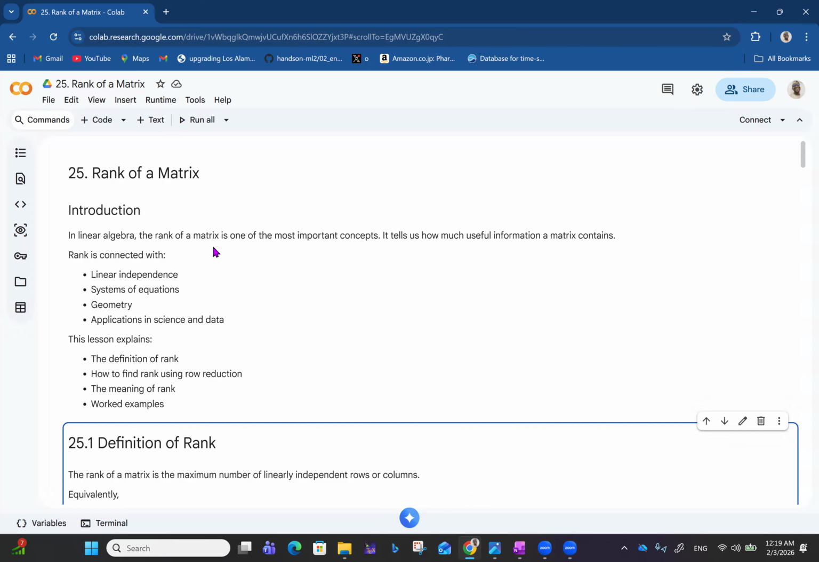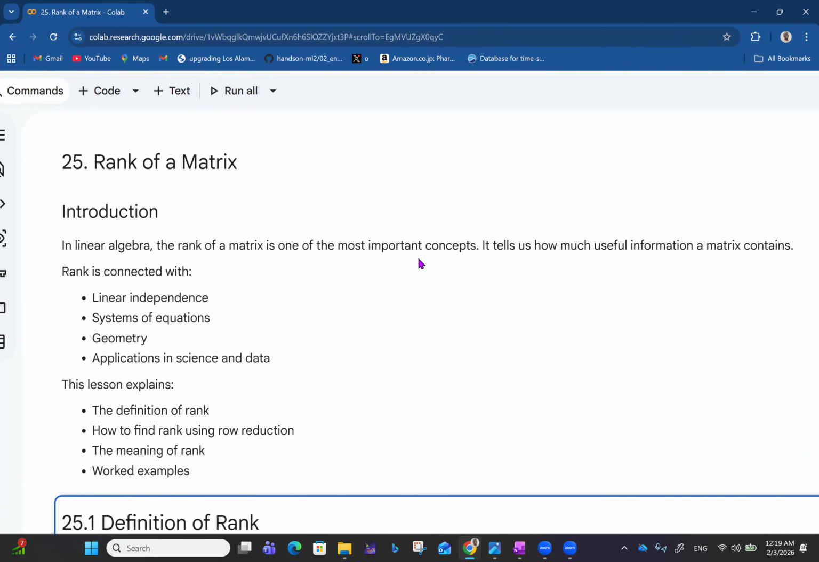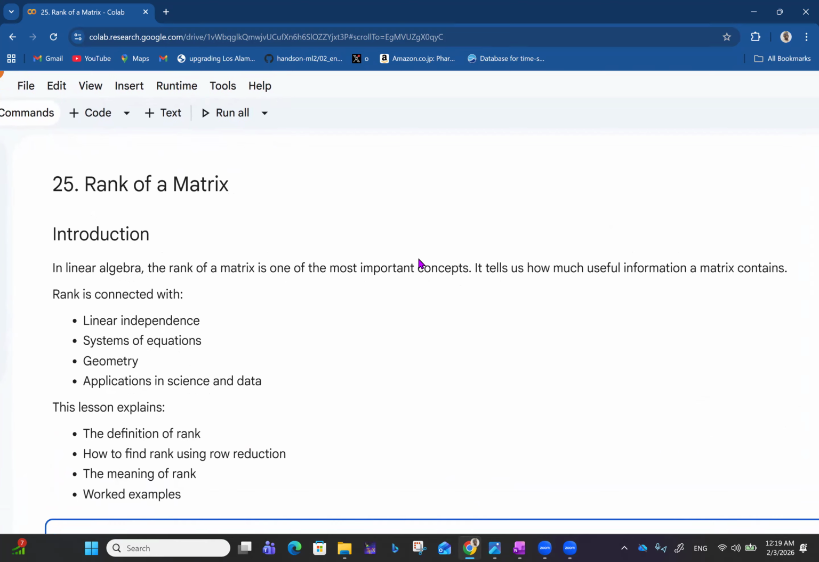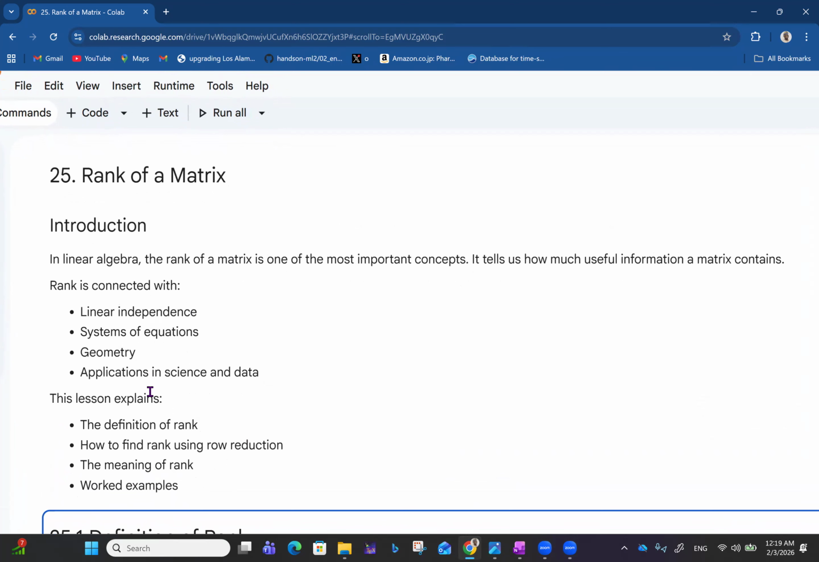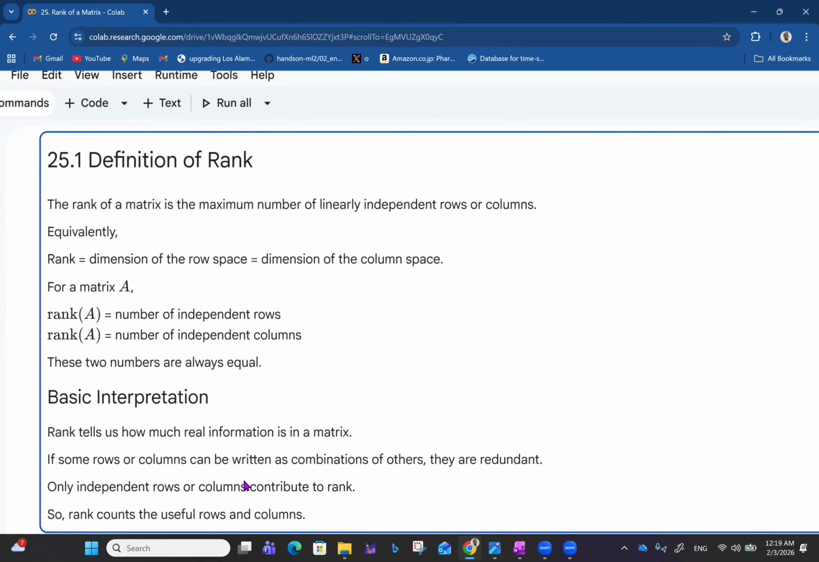In linear algebra, the rank of a matrix is one of the most important concepts. It tells us how much useful information a matrix contains, right? So the rank is connected with linear independence, systems of equations, geometry, and applications in science and data. This lesson explains the definition of rank, how to find rank using row reduction, the actual meaning of rank, and some worked examples. So let's move on. Definition of rank.